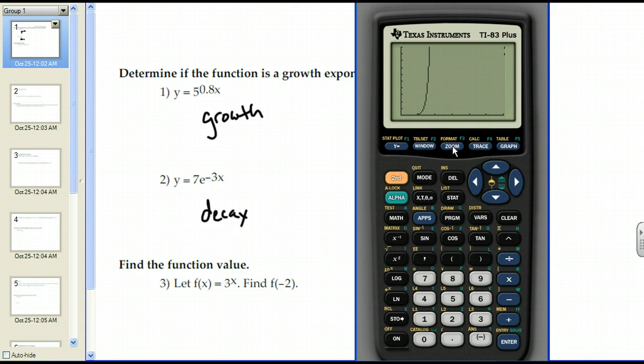I got quadrant 1 on. Once this is done graphing, let me fix this. Zoom standard. So here comes y1. Here comes y2, the bold line. As we move left to right on your screen here, the first one's going uphill, so it's growing, then the other one's coming downhill. So don't forget that you have your calculator to help you. Growth means it goes uphill left to right. Decay means it's going downhill left to right.